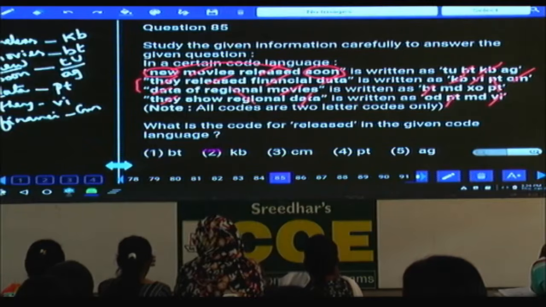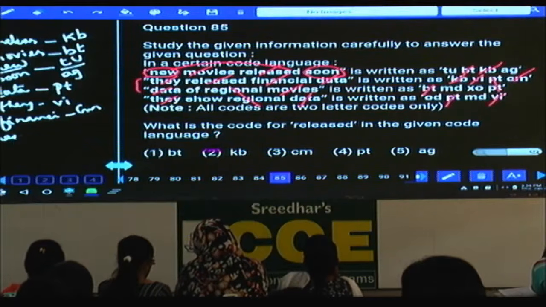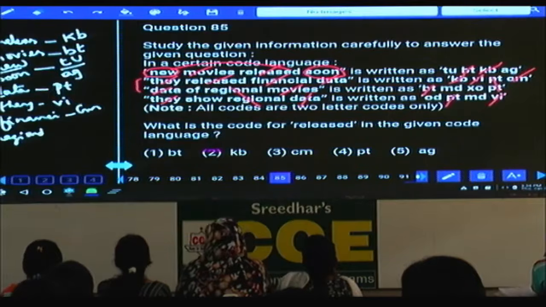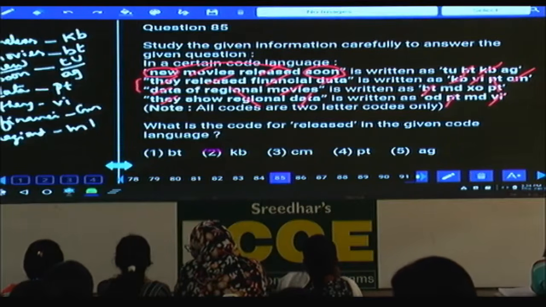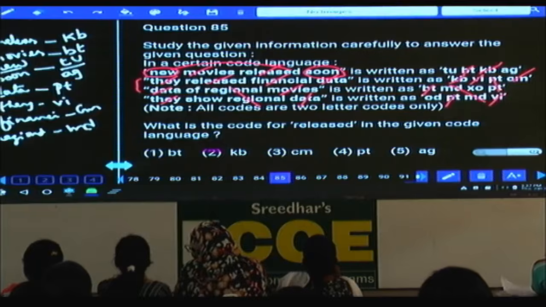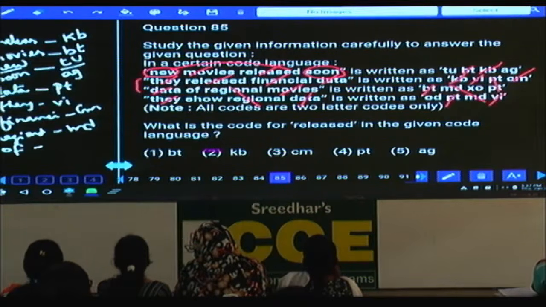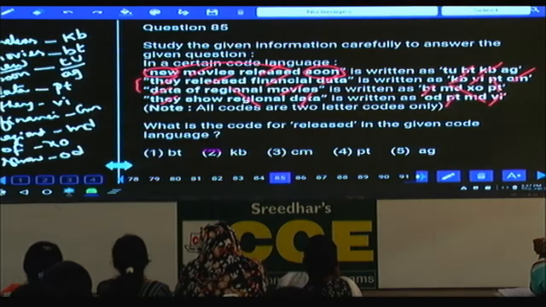Next one, regional is the word which is common. As regional is the word which is common here, the code which is common between these two is MD. The code to the word regional is MD. Then, what is left over here? Off, and off is XO. And next one, show. Show is OD. Now these are the words and their corresponding codes.